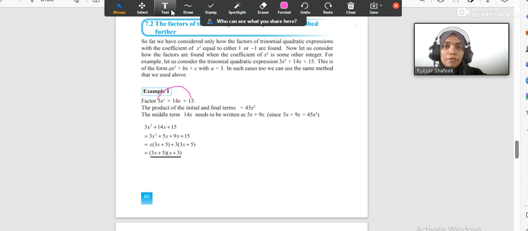Now, what are the factors of 45? We don't really have to list down all the factors, because we know that when we add or subtract, you have to get the value of 15 there.